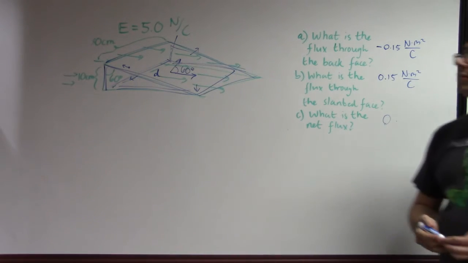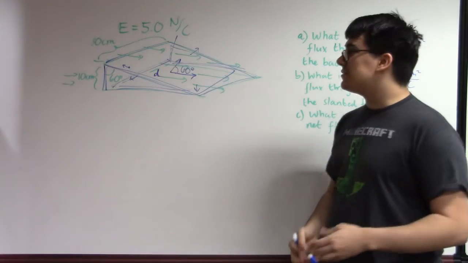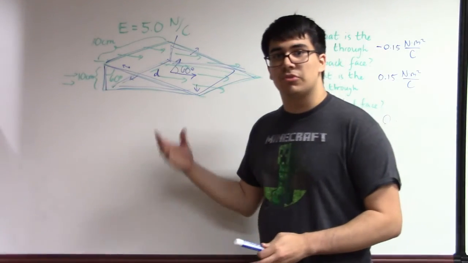There is no flux throughout the surface, which makes sense according to Gauss's law because there is no charge inside.